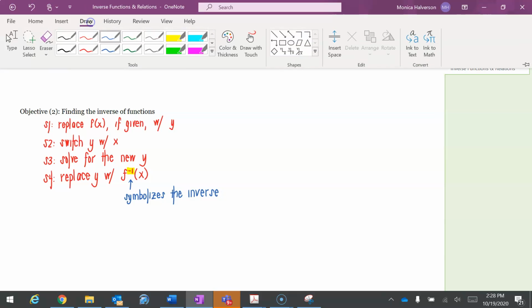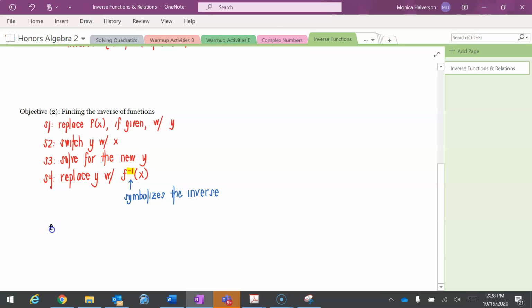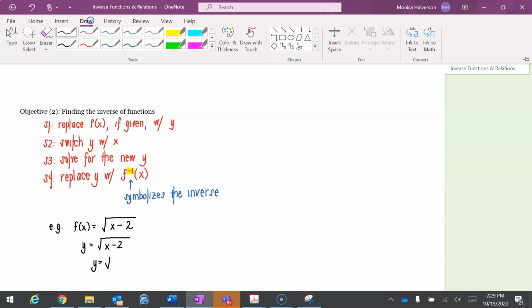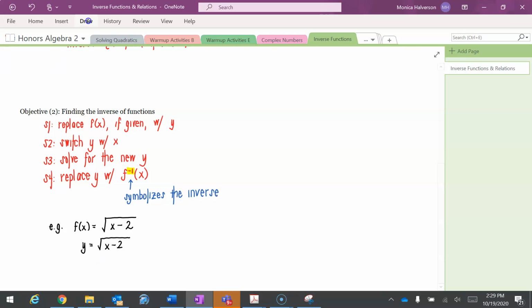So let's do that with the first problem. First example. f of x is equal to the square root of x minus 2. So the first thing we're going to do is replace f of x with y. Then we're going to literally switch x and y. So it's going to become x is equal to the square root of y minus 2.